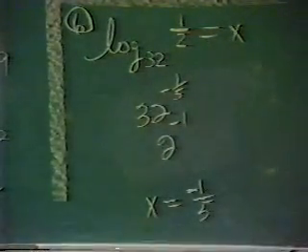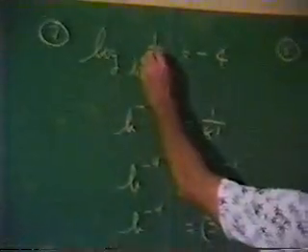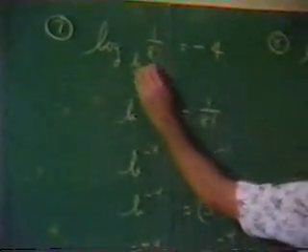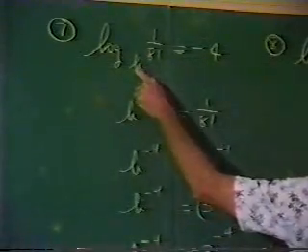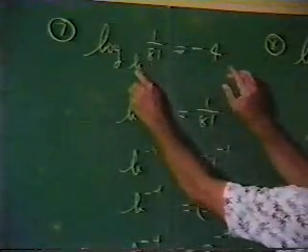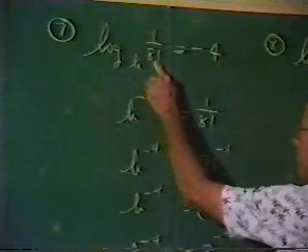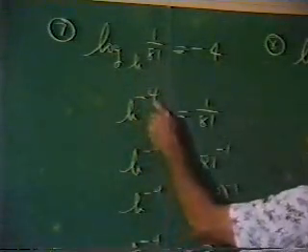All right, let's continue to example 7. Example 7 says the log of 1 over 81 to the base b is equal to minus 4. Now here the unknown is over here. Well, it doesn't make a difference whether the unknown is here, here, or here. What we'll do is take this base to this exponent is equal to this number. So b to the minus 4 is equal to 1 over 81.